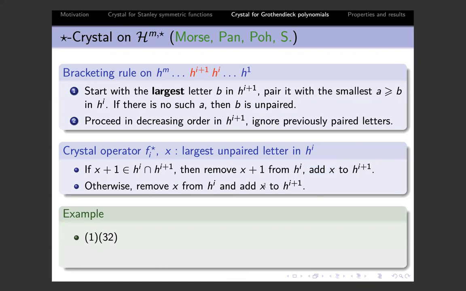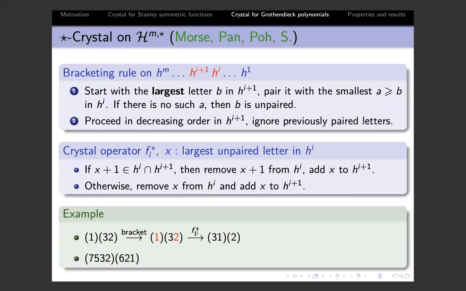Okay, so here's an example. If I look at this decreasing factorization, then the bracketing would go as follows. I look at my 1 and I bracket it with the smallest number that is bigger or equal. So I'm bracketing it with the 2. And then the F_1 operator moves the 3 to the left factor.